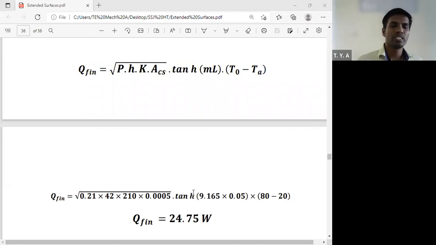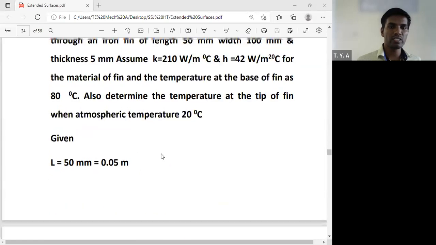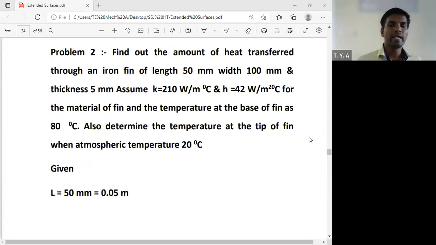Okay, so this is the value of Q fin. So this much amount of heat transfer will take place, that is 24.75 watt. So what is the next value? Also determine the temperature at the tip of the fin. Whatever the tip is, you have to find out the temperature there. So how to find out that temperature? Tell me how we have to find it out.